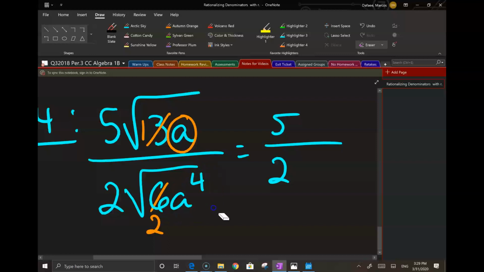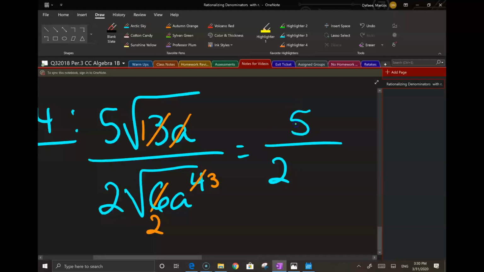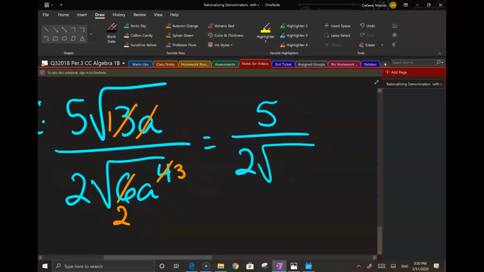And what that means is I can borrow 1a from here and 1a from there, and I have now a to the 3rd left over. Now I need to clean this up, so I'm going to go ahead and move on to my fraction on the right side and write down everything I have left. So in the numerator, once again, I have just a 5 because everything else is now gone. And the denominator, I have my 2, but I still have a radical, and I still have a 2a to the power of 3 on the inside.